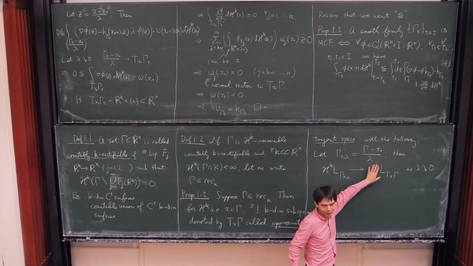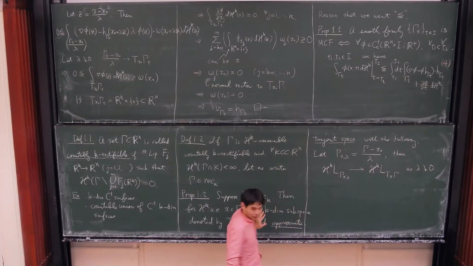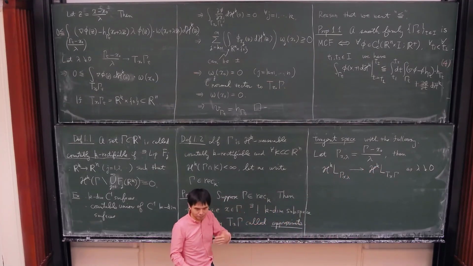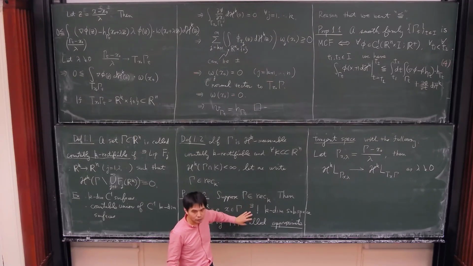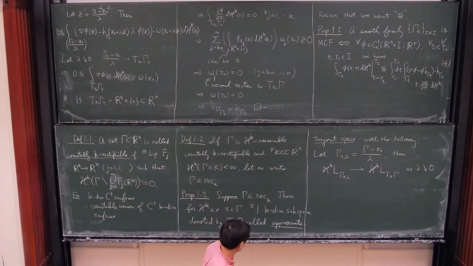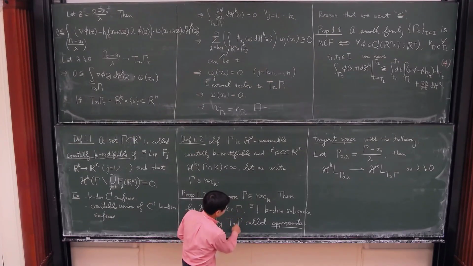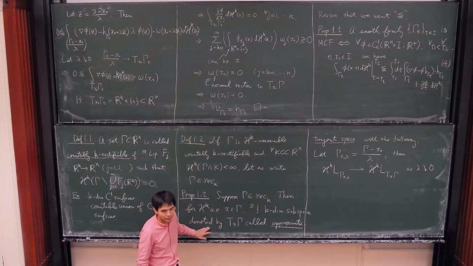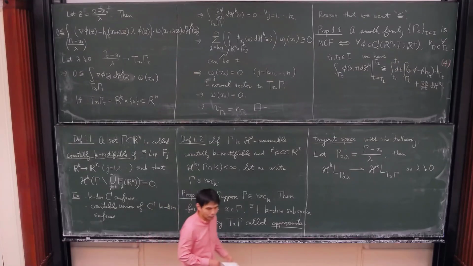So the claim here, which I don't give you a proof, but I'm hoping that you can take this, is that this is true for almost all points. Is Tx of gamma a linear space? Yes, this is a k-dimensional subspace. It's a linear space, yes. And this is true for almost all points.